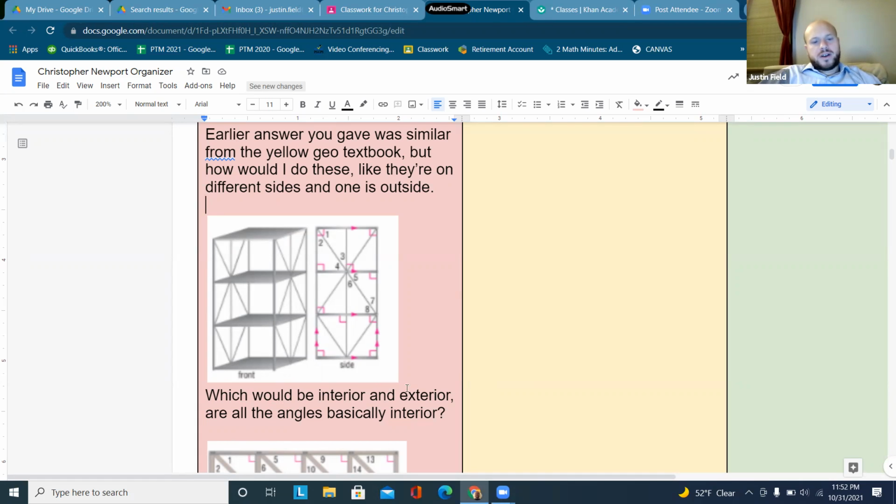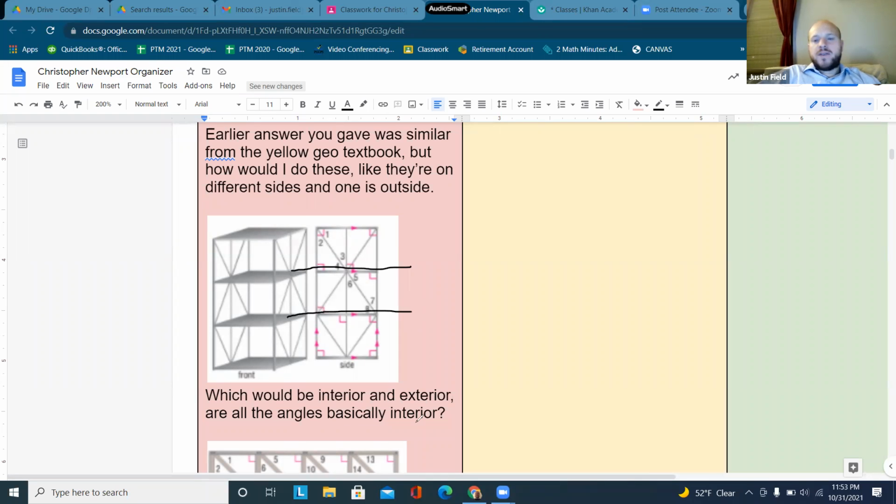Which would be interior and exterior? Are all the angles basically interior? That's a good question. So you can only look at two parallel lines at a time. So if I'm looking at this line and this line, even though they're both inside the bookshelf, that's true, but up here and down here are outside the two lines that I drew. So those would be exterior. And then in here would be the interior.